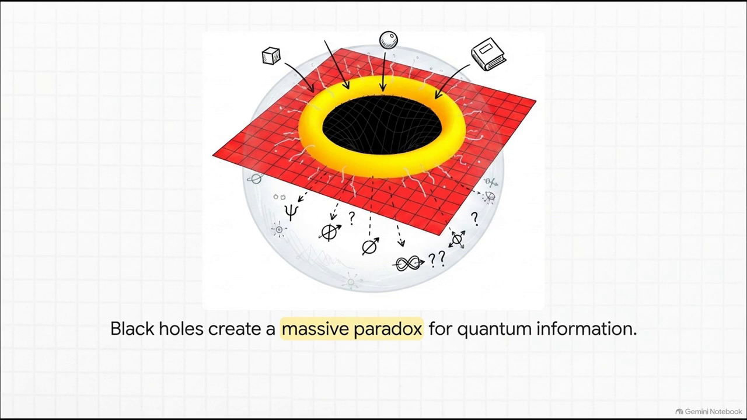You see, the radiation coming out is thermal and seemingly random. If the black hole eventually evaporates entirely, is the quantum information of the matter that fell in just lost forever? According to the absolute fundamental rules of quantum mechanics, information literally cannot be destroyed. So, if it doesn't come out in the radiation, and the black hole is gone, where did it go?